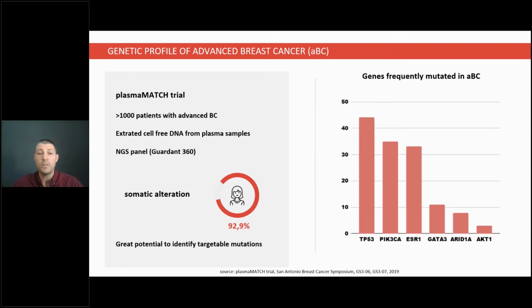And this is also from the data from the plasma match trial. This chart shows the genes which are most frequently mutated in advanced breast cancer. The major genes are TP53, PIK3CA, and ESR1, and to a lesser extent GATA3, ARID1A, and AKT1.